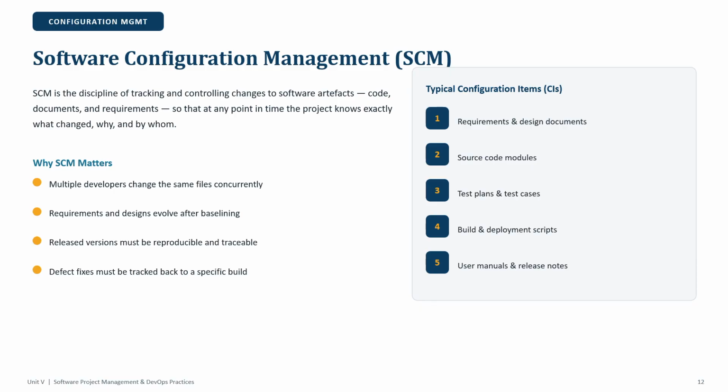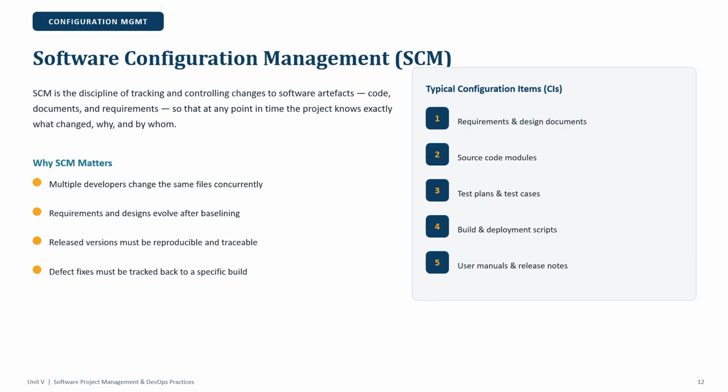Now software configuration management. SCM is a discipline of tracking and controlling changes to software artifacts, code, documents and requirements, so that at any point in time the project knows exactly what changed, why and by whom. Typical configuration items are requirements, design documents, source code modules, test plans and test cases, build and deployment scripts, user manuals and release notes.